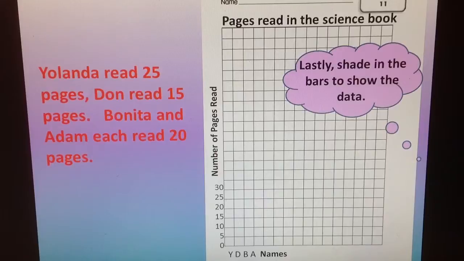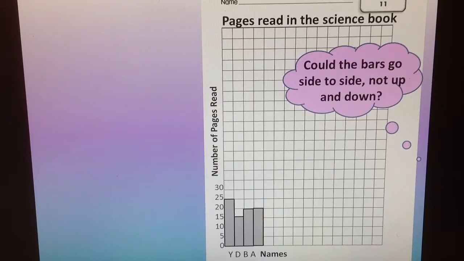Last thing to do is shade in the bars to show the data. So students' graphs look like this. We asked ourselves, could the bars go side to side? Yes, they could. It would just mean that you'd have to write the names over here. So I would see Y, D, B, A written here, and the number of pages down below. I'd see 5, 10, 15, 20, and so on going this way. We can just switch these, that's fine.